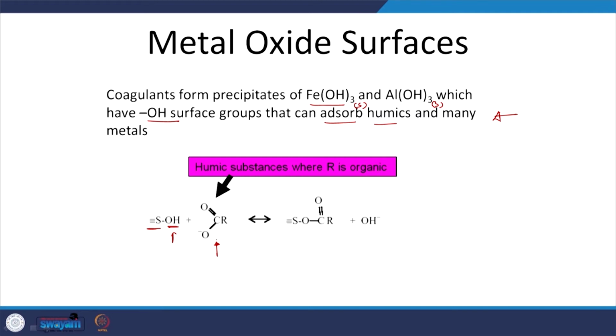So, this is my particular organic compound, a humic substance, where R is representative of the organic compound, let us say COO minus. Again, this depends on the pH too, obviously. So, what happens? OH minus is released and this COOH, I guess COO minus, is going to be bound to this particular precipitate or the metal oxide surface and it is going to be removed, let us see. That is something to keep in mind.